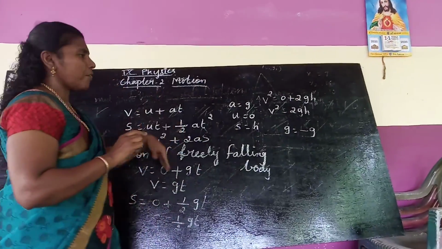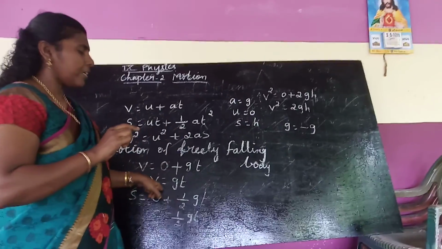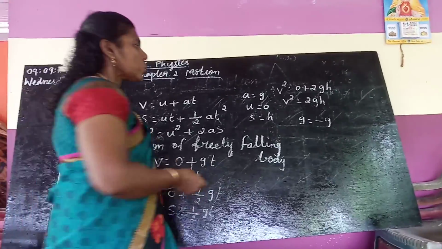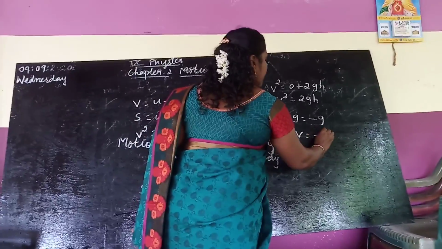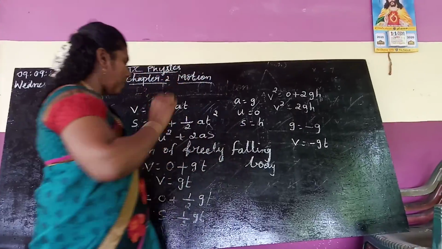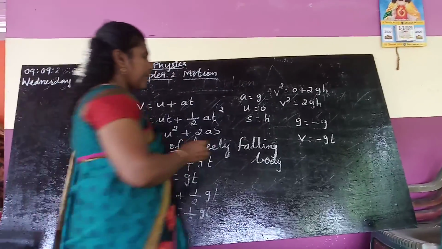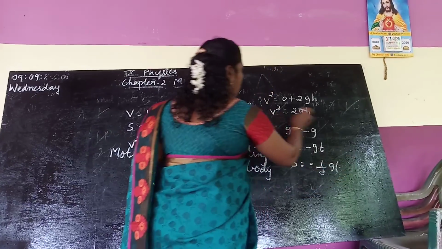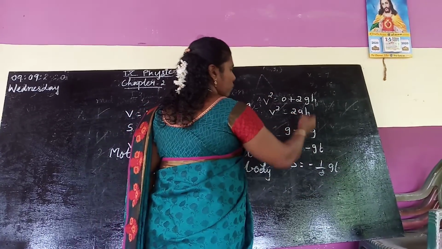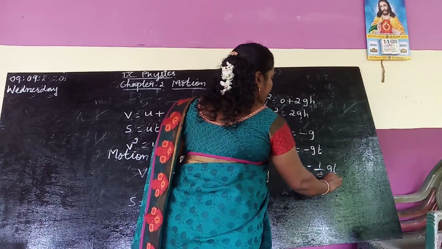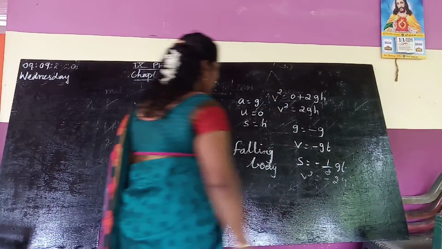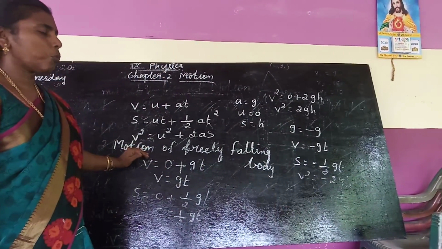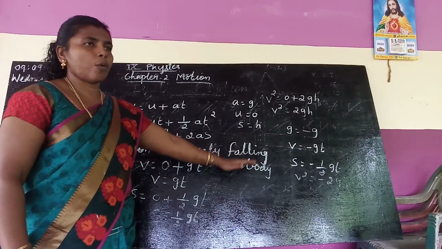Again this equation will change. This first equation v equal to gt, so here v equal to minus gt. Instead of g, we have to write minus. Now here s equal to minus half gt square. Now here also, instead of g, we have to write minus. So v square equal to minus 2gh. Can you understand this? Now we have learned about motion of freely falling body.